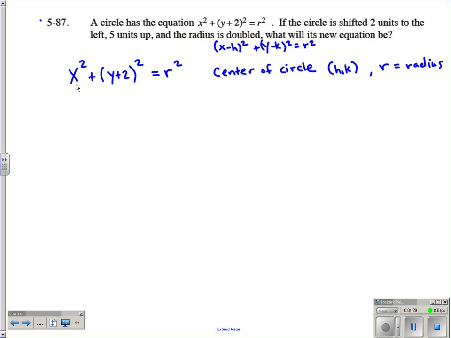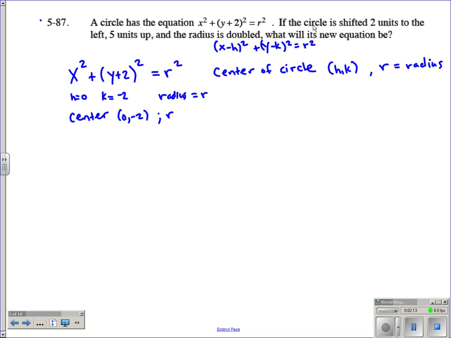So in this case, if we look for the center of our original circle, because we have just an x squared here, we can assume that our h value is going to equal 0. Our k value here, because it's y minus k, we can assume that k is equal to -2. And then our radius, because we don't have a value, we're just going to call it r. So the center of the circle is the point 0, -2, and the radius is r units long.